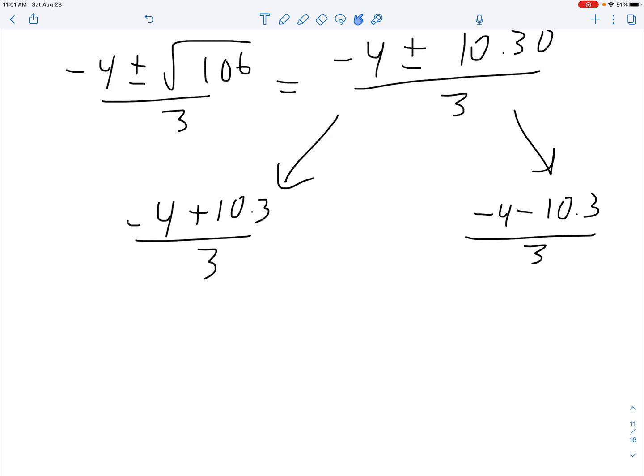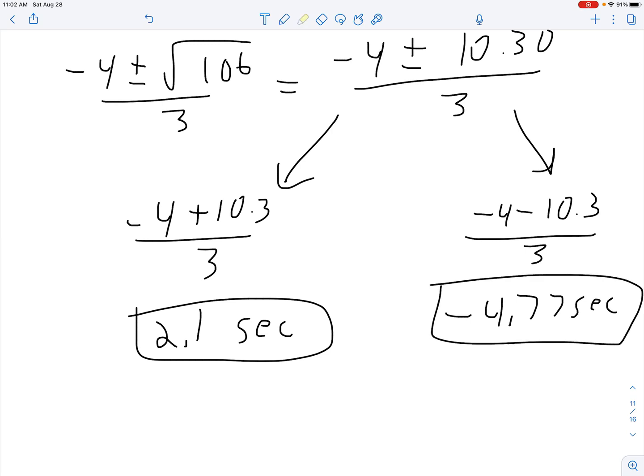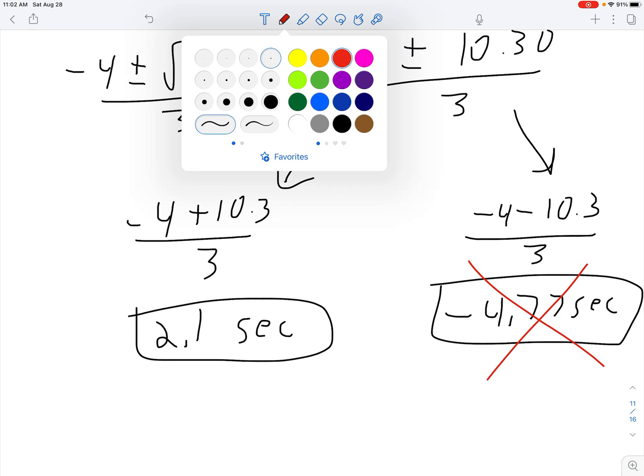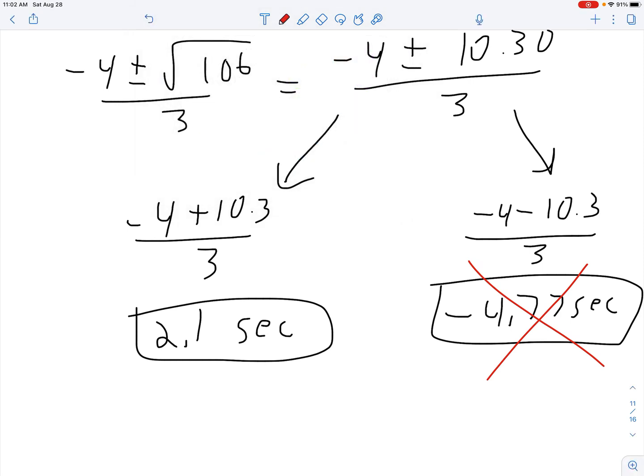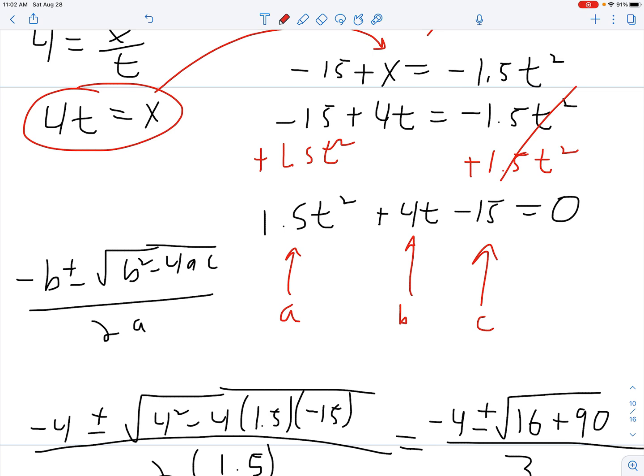Let's do the left side first. I'm going to just plug it in the calculator. I get 2.1. This is my time, so it's seconds. And on this side, I get negative 4.77 seconds. And I can't have a negative time. It's impossible. It's like going backwards in time. So my answer is 2.1 seconds, and I'm going to plug that way back up here.